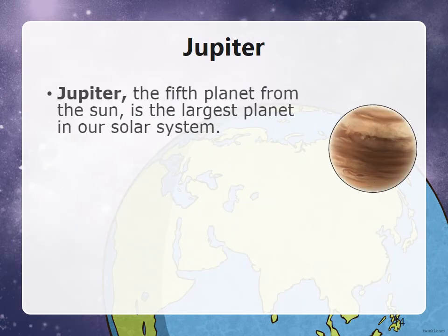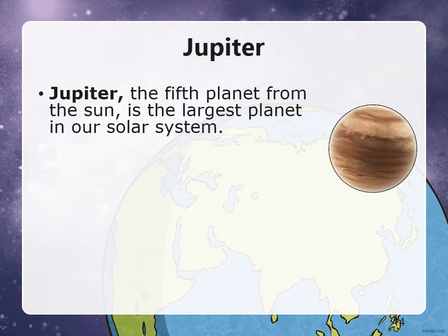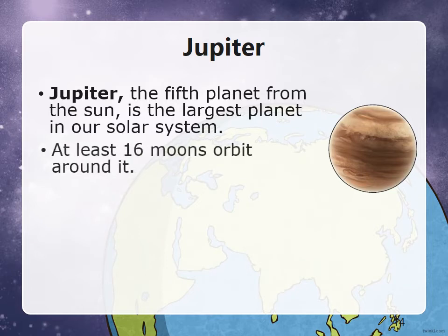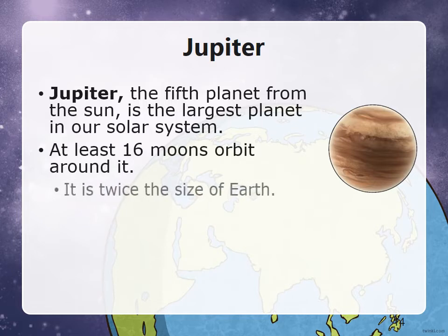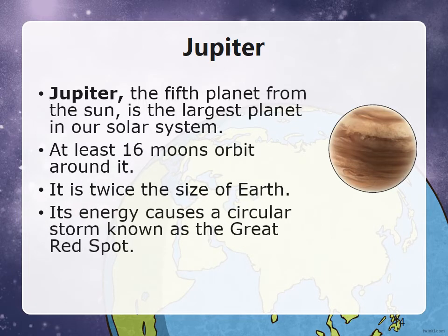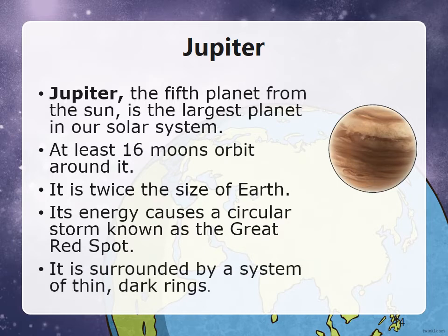Jupiter. Jupiter is the fifth planet from the sun. It is the largest planet in our solar system. At least 16 moons orbit around it. It is twice the size of Earth. Its energy causes a circular storm known as the Great Red Spot. It is surrounded by a system of thin, dark rings.